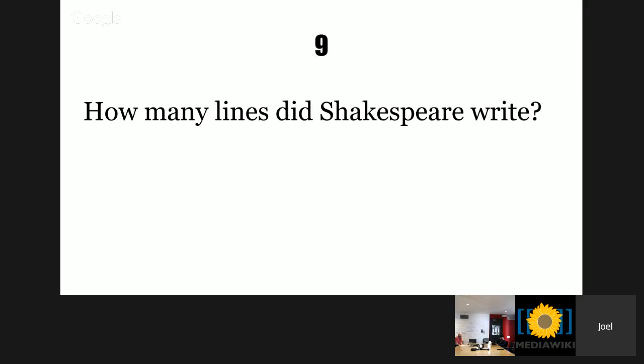Question 9 for the last time. How many lines, and there's no trick question, there's not a controversy that Shakespeare didn't really write anything. We're assuming straightforward. How many lines did Shakespeare write?